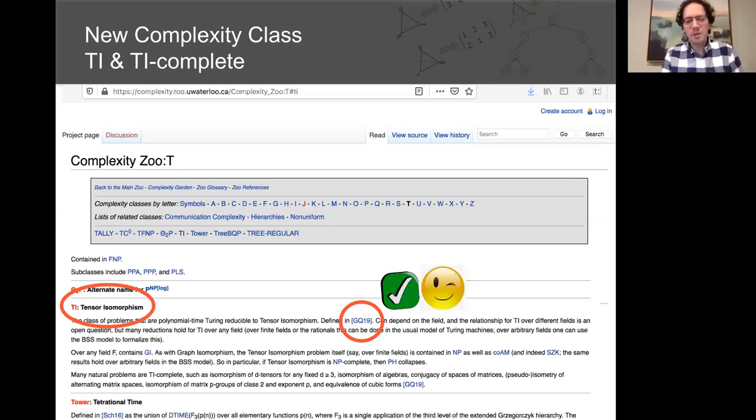Now, of course, this is a wiki, so anyone can edit it. But even aside from that, we really did feel like this is a very broad class of universal problems. And so as with graph isomorphism, it really deserves a name, right? And to sort of fit into this zoo of complexity classes.